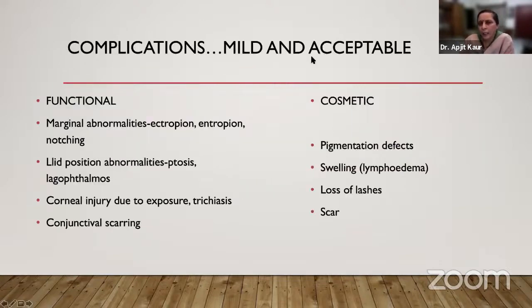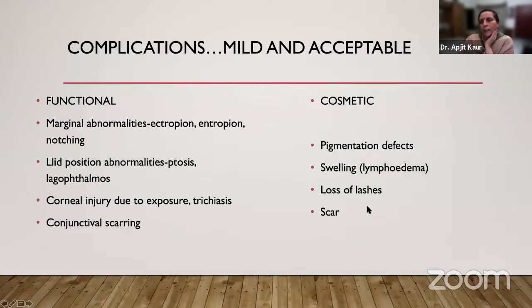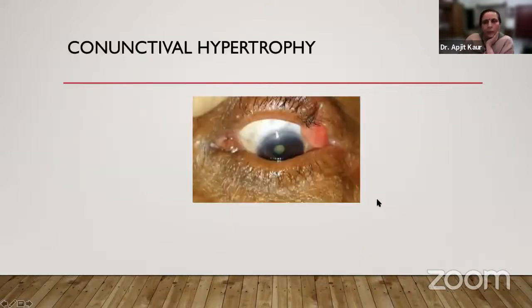Complications are usually mild and acceptable. You may get some marginal abnormalities, which can be treated. There are lid positional abnormalities. Corneal injury may take place, which is best avoided. And cosmetically, the pigment defects, a little swelling because of lymphedema, loss of lashes, and of course, a scar. Now, this is what chronic lymphedema looks like. This is a large sebaceous gland carcinoma treated by Cutler-Beard. And in this elderly gentleman, this swelling just persisted. Sometimes you get this conjunctival hypertrophy.